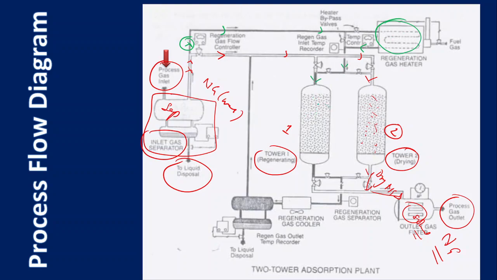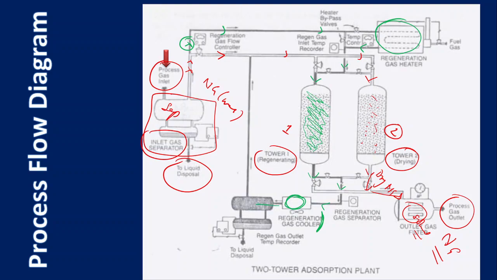This natural gas goes through the bed at a high temperature, and all the water that is adsorbed in the bed is taken off. All these materials along with the natural gas and the water are then cooled down. This is the regeneration gas cooler. So we have to cool down, and the regeneration gas separator is there.